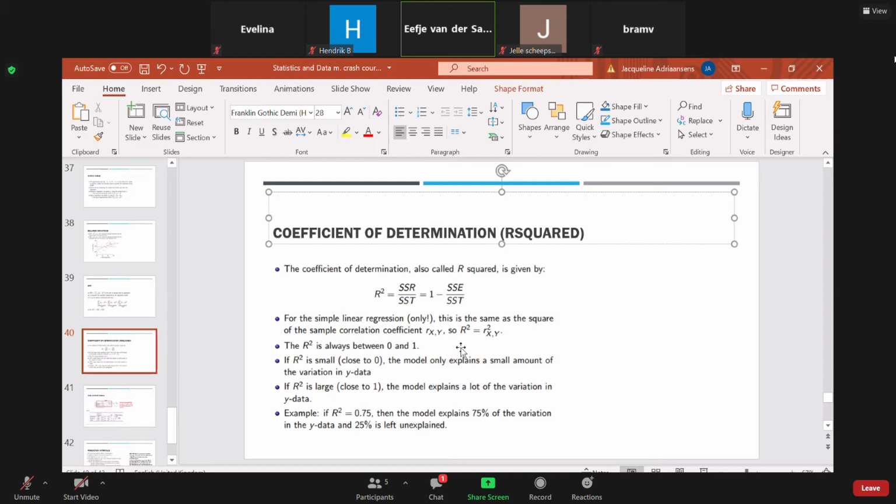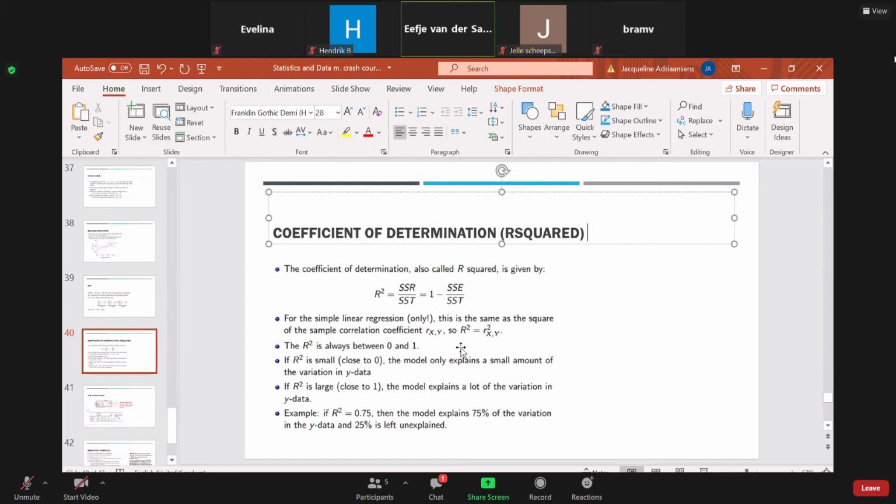That is because SSR and SSE together are SST. So SSR is a part of SST. So if the model doesn't explain any variation, it will be 0. If the model explains all the variation, it will be 1, and otherwise it will be something in between. So if R squared is small, then the model only explains a small amount of the variation in Y data. And if it's very large, then the model explains a lot of the variation in Y data.